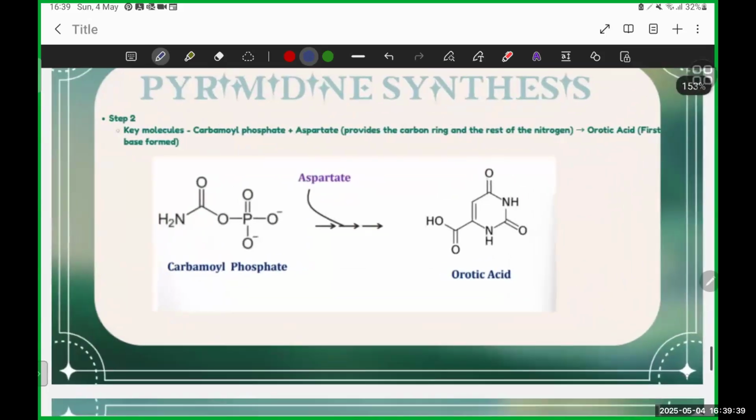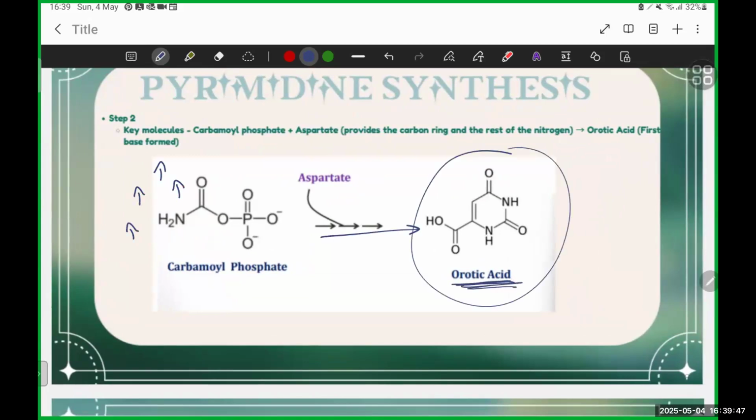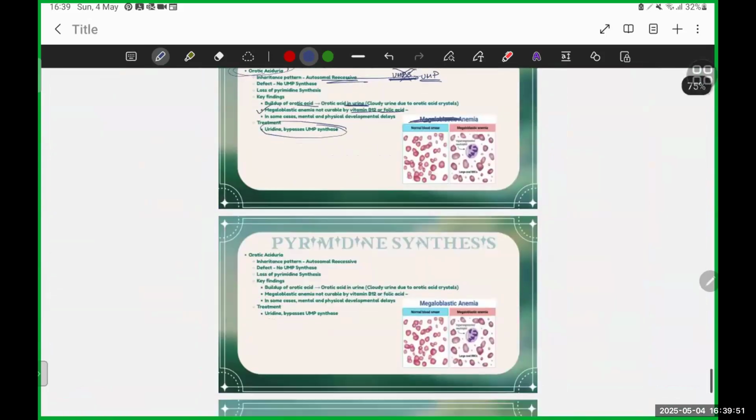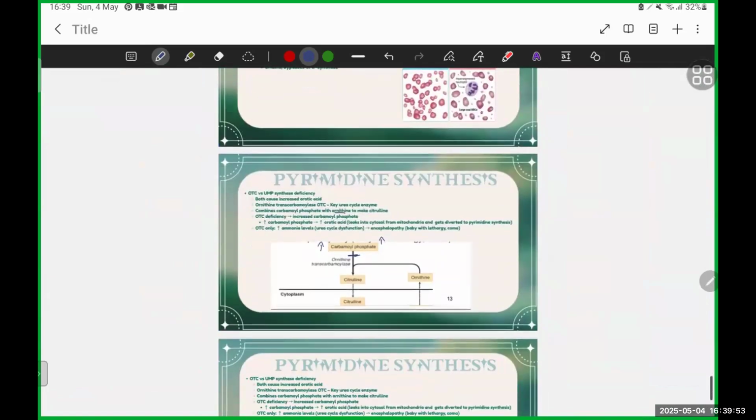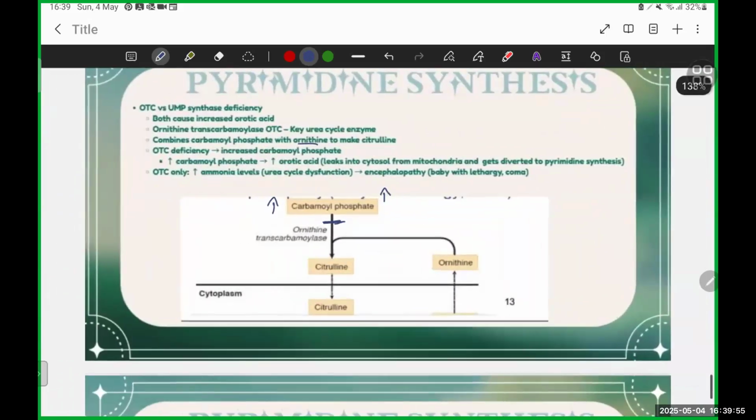Okay. If I keep increasing my carbamyl phosphate, I'm going to have orotic acid, right? Increased orotic acid gives me orotic aciduria, right? That's basically where it is. The only difference here, considering the fact that it's in the urea cycle, is that the symptoms are different. The name is completely the same. It's orotic aciduria. The symptoms are different here.